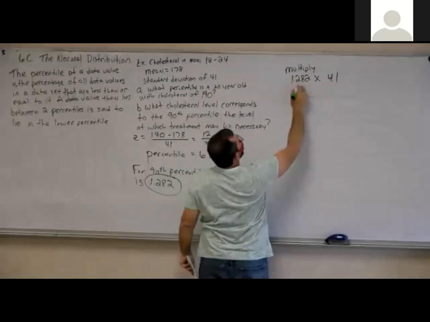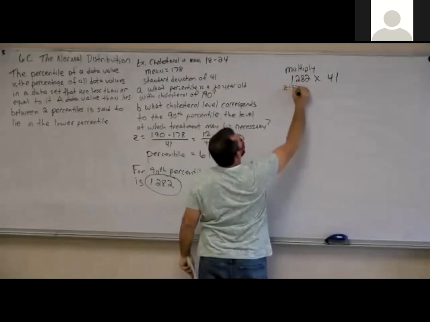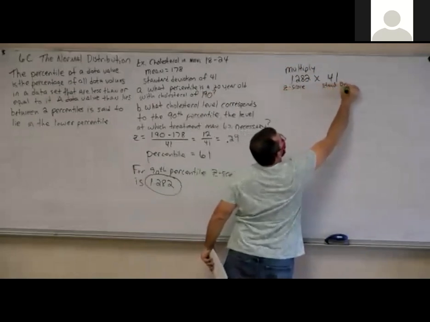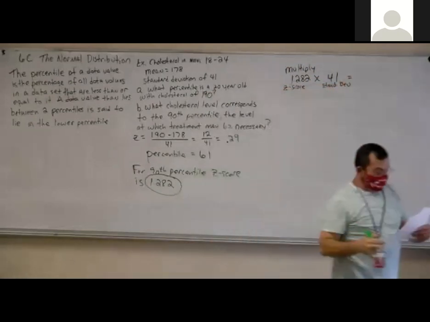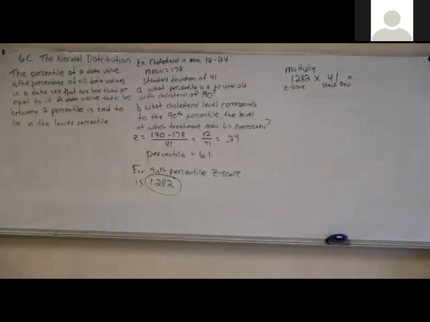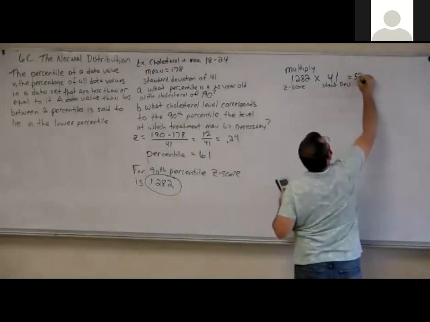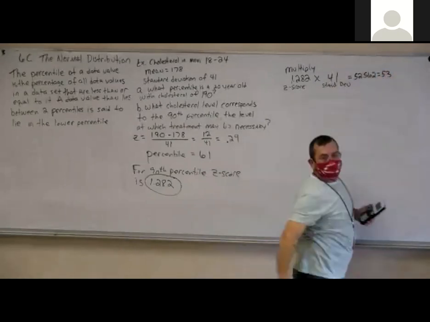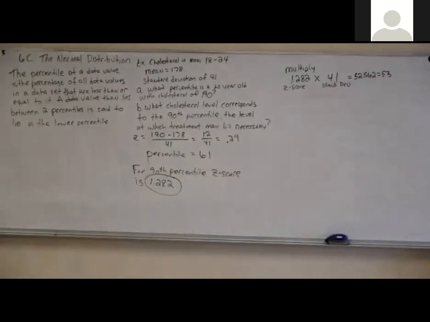Okay, so this is your z-score times your standard deviation. So let's multiply that and get something. So 1.282 times 41, I'm getting around 52.562, which I would probably round off to an even 53, okay?